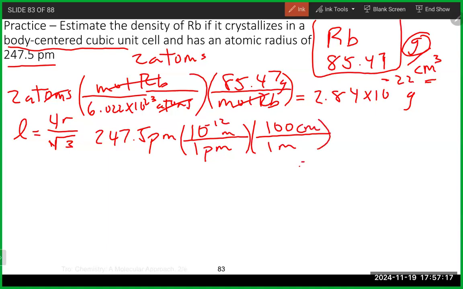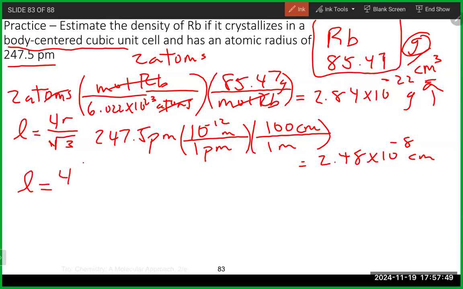And if we do that, that's going to give us our radius, which is what this number is, times 10 to the minus 12 times 100. That's going to give us a radius of 2.48 times 10 to the minus 8 centimeters. And again, that's just going to set us up to be in the right units for our volume. Now we will put it into our actual length equation here.